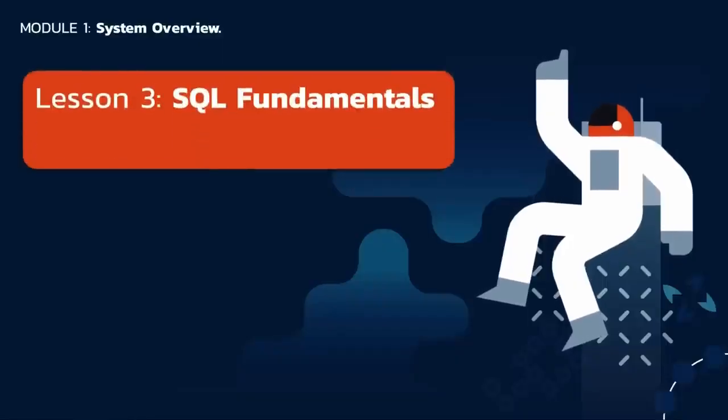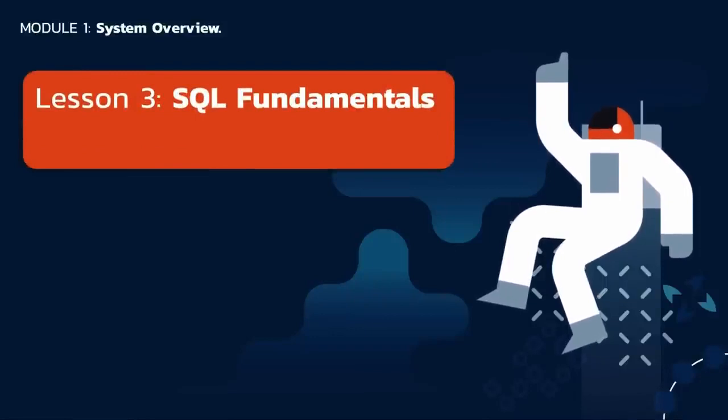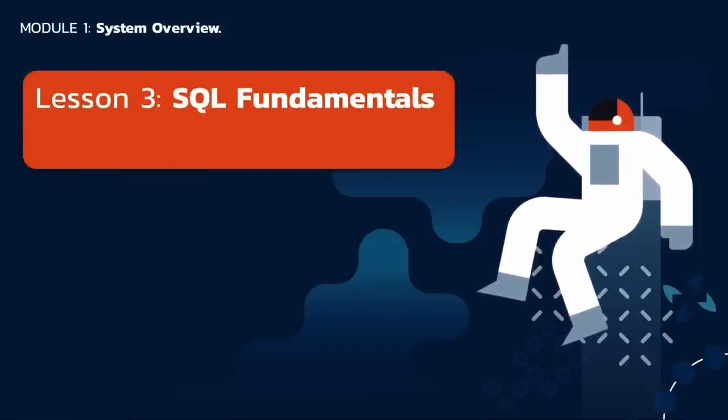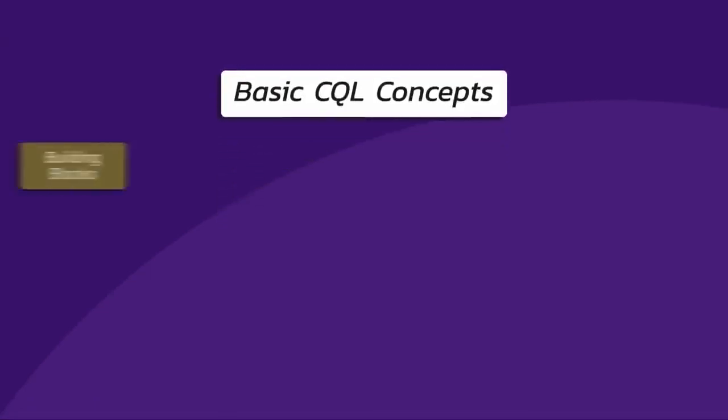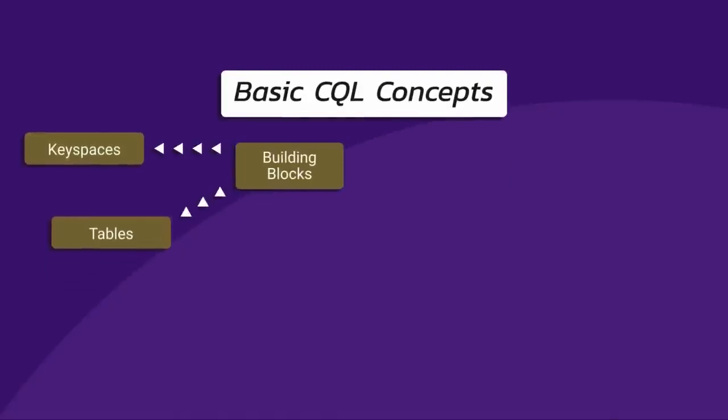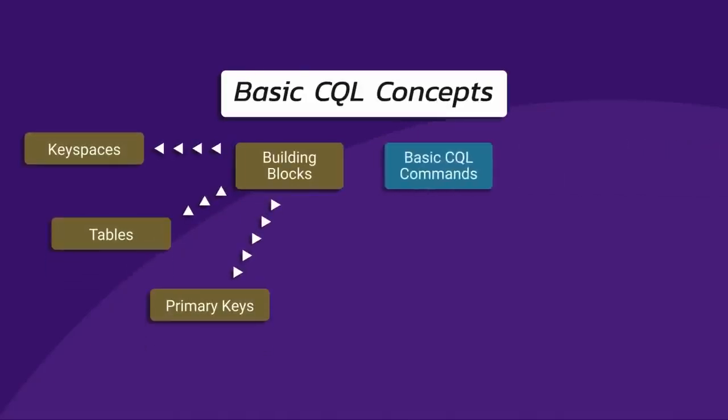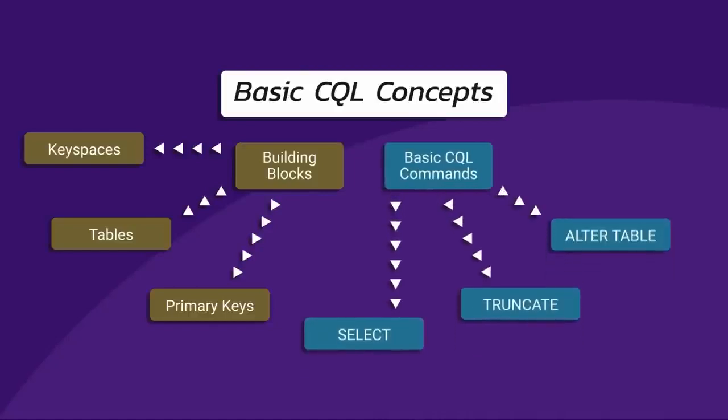Upon completing this lesson, you will be able to explore the basic SQL concepts within an Apache Cassandra database. Cassandra Query Language, or CQL, is a NoSQL language, also known as Not Only SQL. Let's learn about some basic CQL concepts, including building blocks, such as key spaces, tables, and primary keys, as well as basic CQL commands such as select, truncate, alter table, and source.